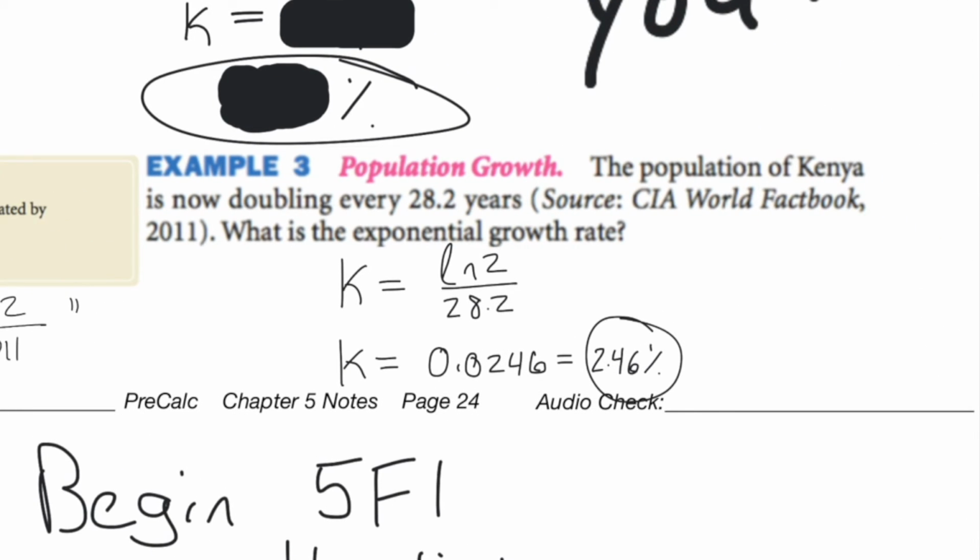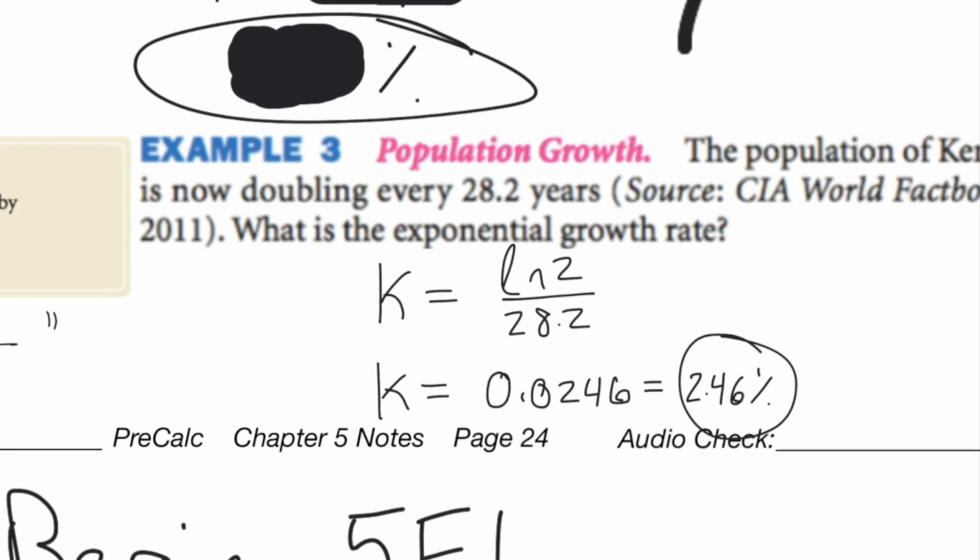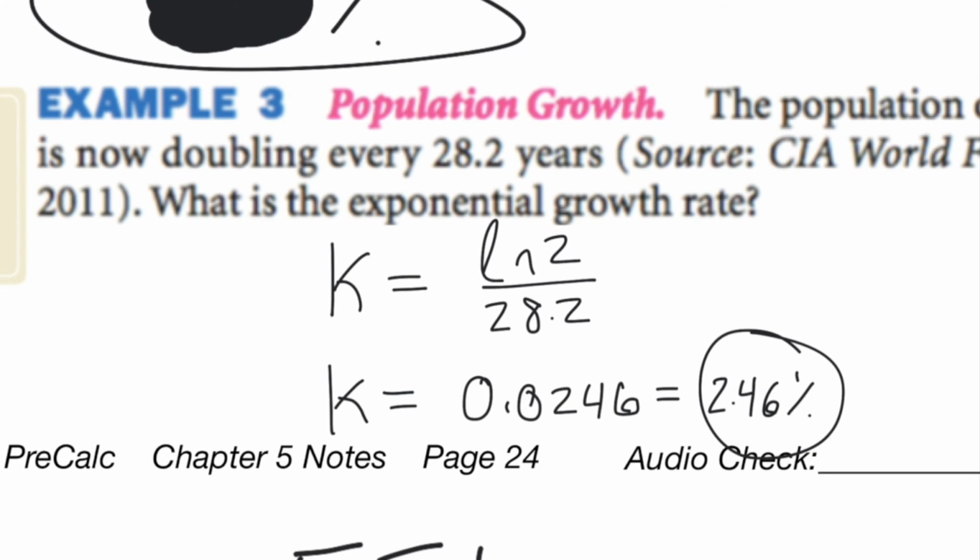The population of Kenya is now doubling every 28.2 years. So that's why you can say that K, the exponential growth rate, is equal to natural log of 2 divided by 28.2, remember, it's doubling every 28.2 years. You type that into a calculator and you get this, and that is 0.0246.